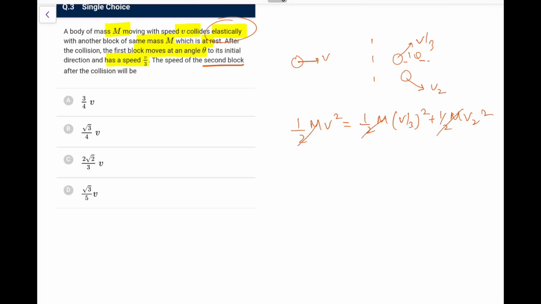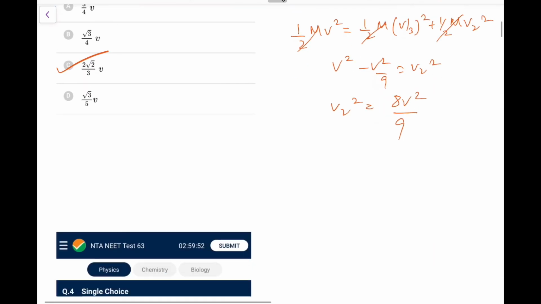Now this m by 2 I can cancel. So v square minus v square by 9 is equal to v2 square. So v2 square comes out as 8v square by 9. So v2 would be 2 root 2 v by 3. So you can do this. This is question number 3 that we have done right now.